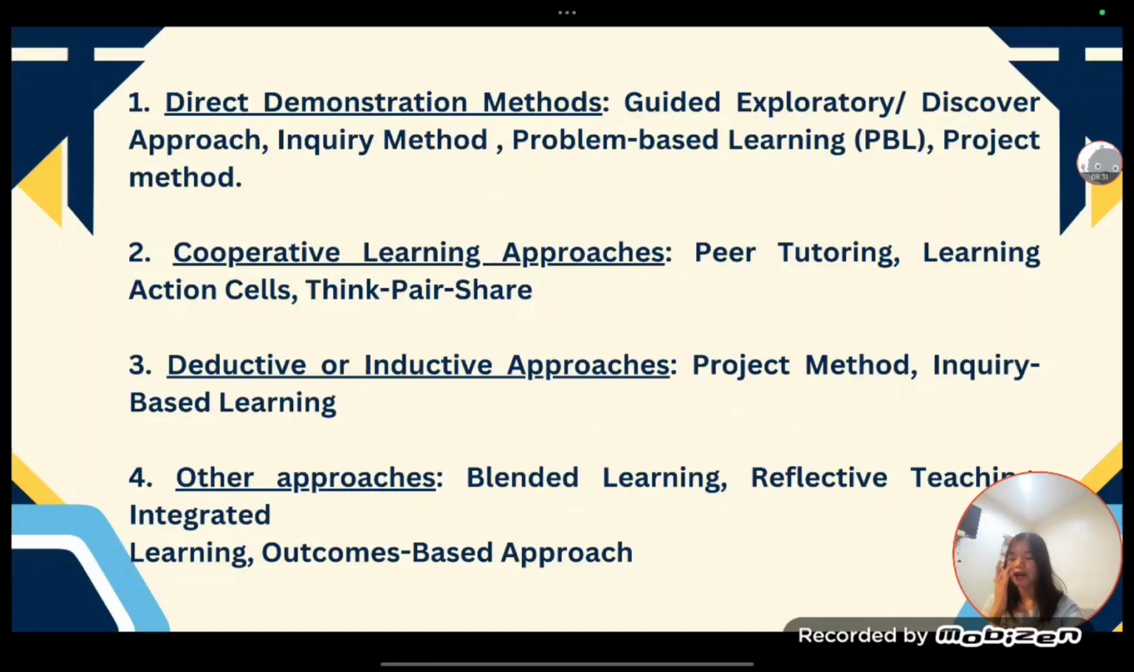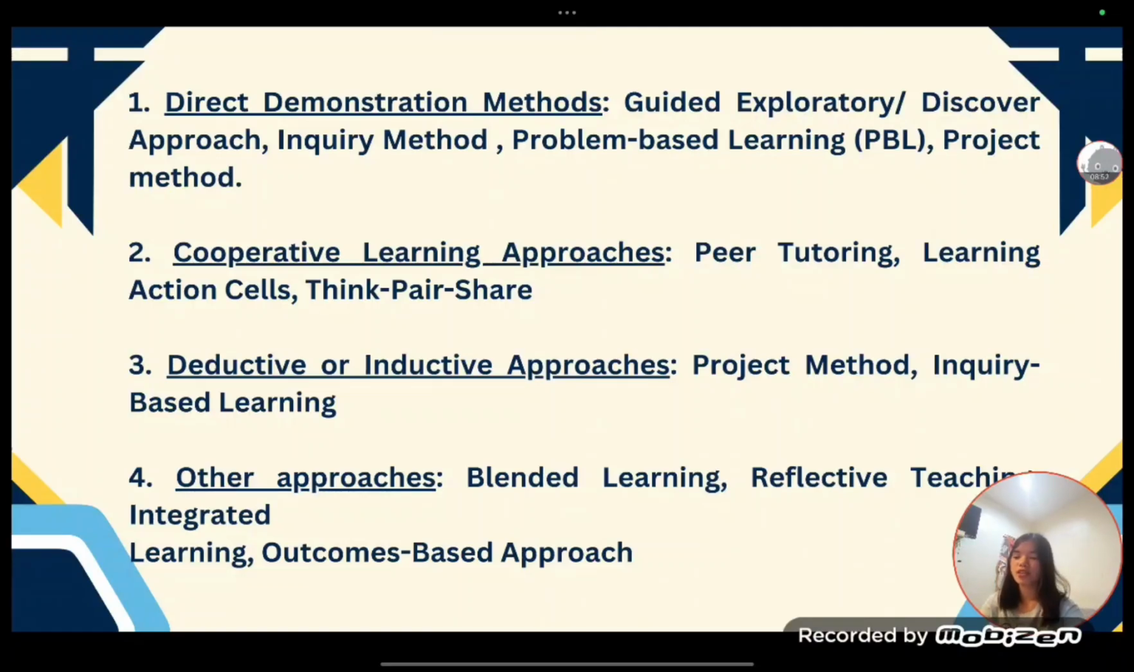So next we have the reflective teaching. This encourages teachers and students to reflect on their own learning experiences to improve understanding and instructional methods. So these are just like reflecting their own knowledge and would be able to share it to the class.